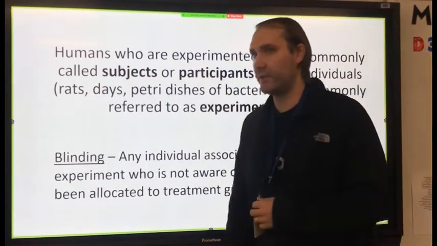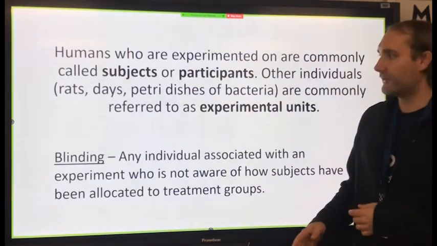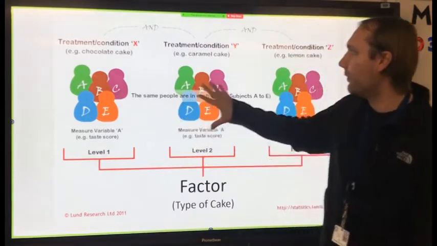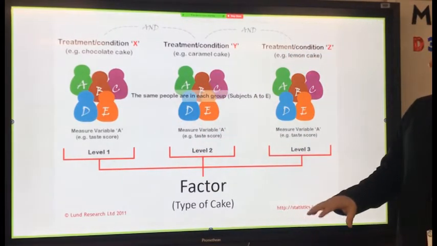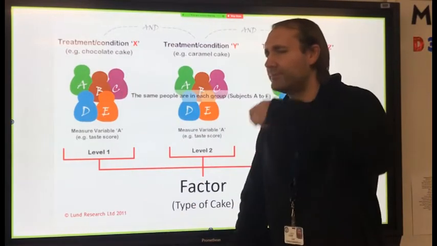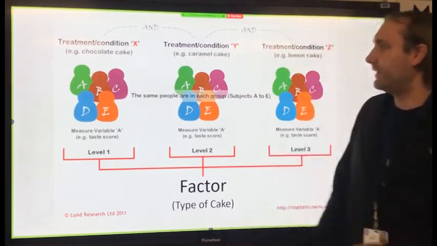So it's very important that we not only randomize, but we also blind our subjects. We don't want them to know that I'm trying to figure out which cake is the best. Maybe there's some kind of bias there. Ooh, I like chocolate cake. So I blind them. Try this cake. I think it's chocolate, but I really do like the taste.